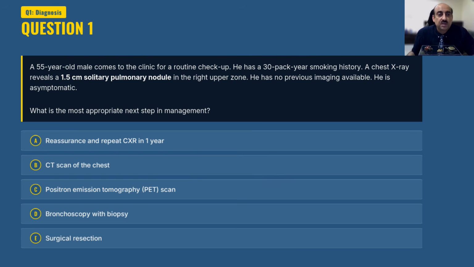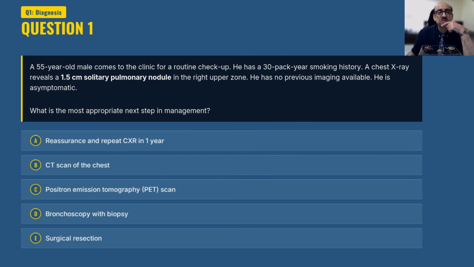First question. A 55-year-old male comes to the clinic for a routine checkup. He has a 30-pack year smoking history. Chest X-ray shows a 1.5 centimeter solitary pulmonary nodule in the right upper lobe. He has no previous imaging available. He is asymptomatic. What is the most appropriate next step in management?